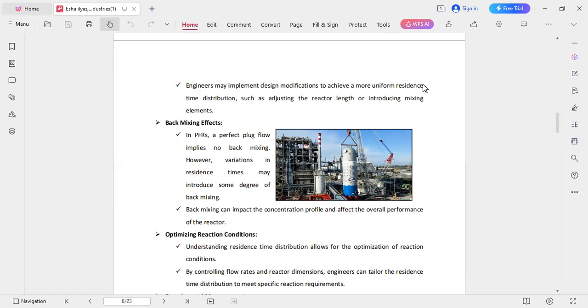Back mixing effects. In plug flow reactors, a perfect plug flow implies no back mixing. However, variations in residence time may introduce some degree of back mixing. Back mixing can impact the concentration profile and affect the overall performance of the reactor.